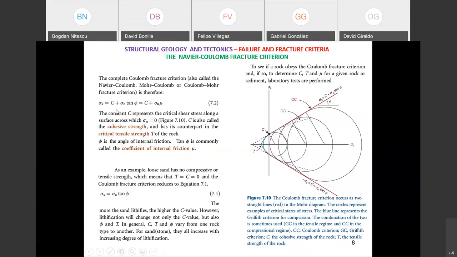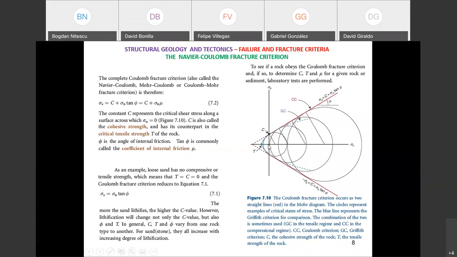It has these two parameters. The first, phi, is called the angle, the slope of this line, the angle of internal friction. Maybe you heard about it. And tangent of phi is called the coefficient of internal friction. And this parameter C, you see, this is the equation of a straight line. This parameter C is called cohesive strength.